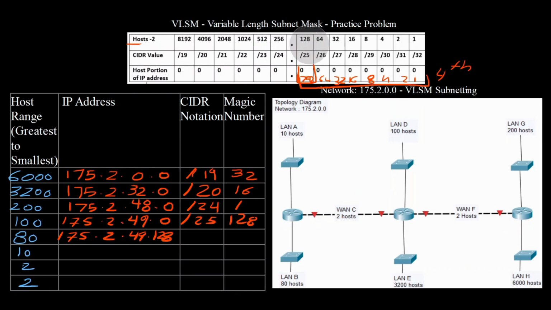So next I want to look for my 80 hosts. So the 80 hosts is local area network B. Again, we have to look for the CIDR notation here. So for 80, we're looking for a host, and this is 64, this is 128. So the nearest is also /25. It's going to be here. So it's going to be /25. And the magic number is also 128 since this is /25.